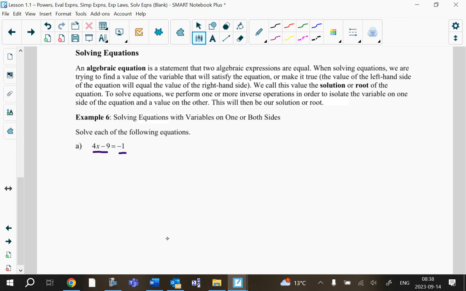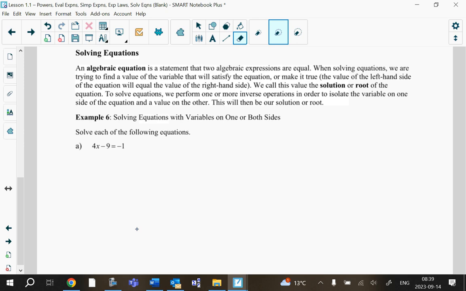And in order to find the value of the missing variable, we need to get x by itself on one side and our solution on the other side. And then we will have our answer. And how do we do that? By a series of opposite operations, isolating x by itself. So if we look at this equation, we want x by itself, but right now there's a -9 with it and a times 4x beside it. I need to get rid of those.